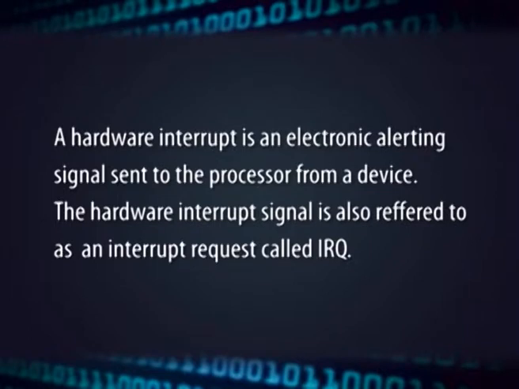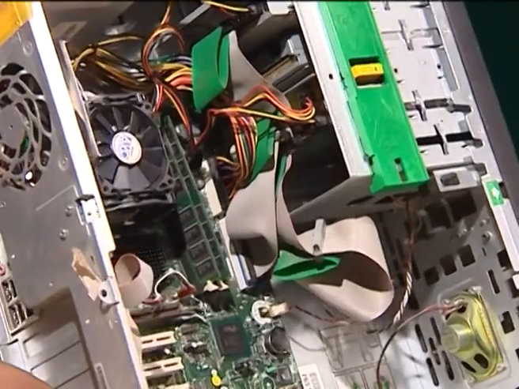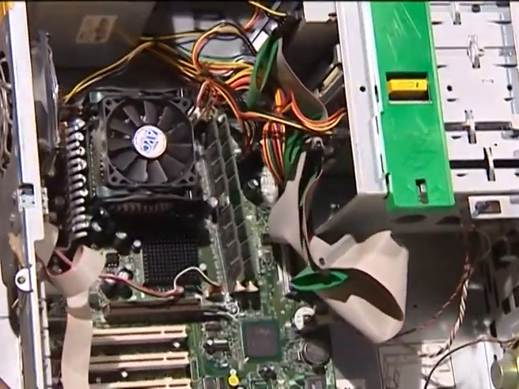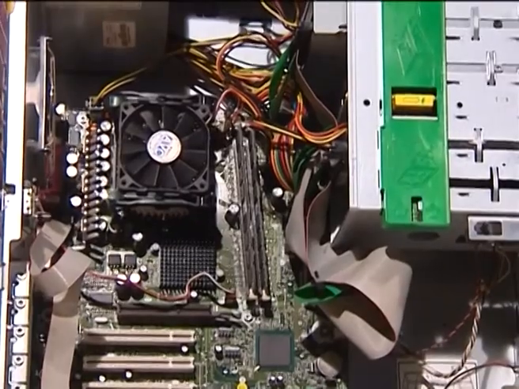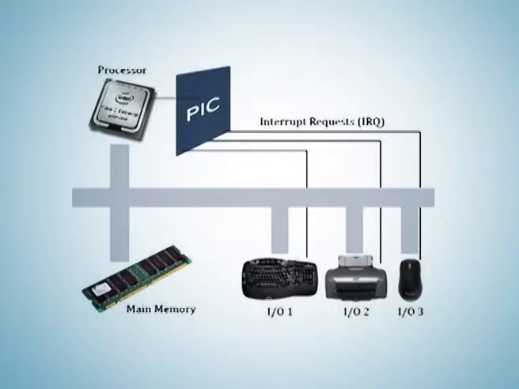There are two types of interrupts. First, a hardware interrupt. A hardware interrupt is an electronic alerting signal sent to the processor from a device. The hardware interrupt signal is also referred to as an interrupt request, called IRQ in short. The device may be internal to the computer, like a hard disk, disk controller, keyboard or a mouse device. An interrupt may also come from an external device like a printer, scanner or any other device connected externally to the computer system.